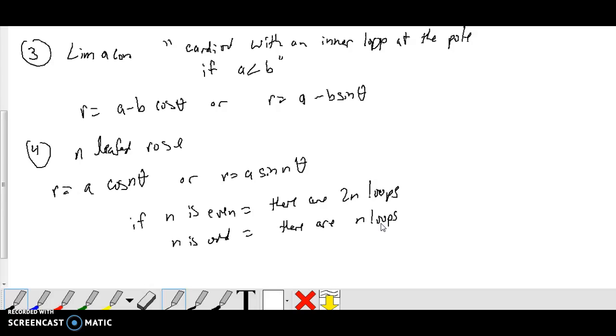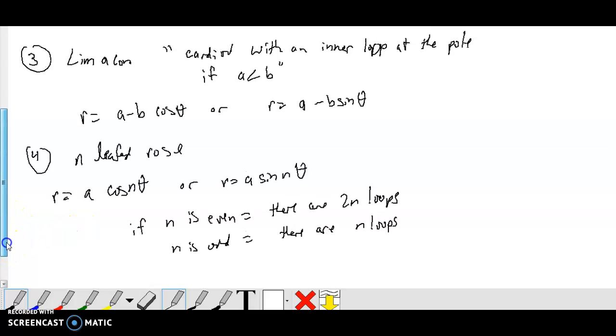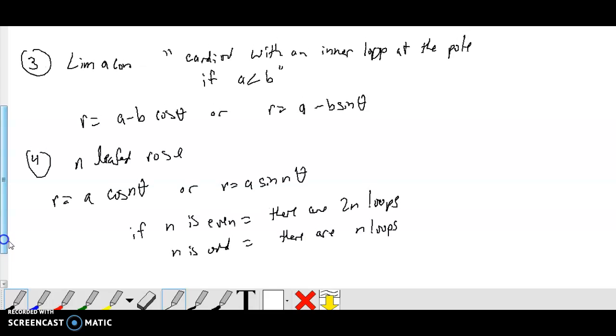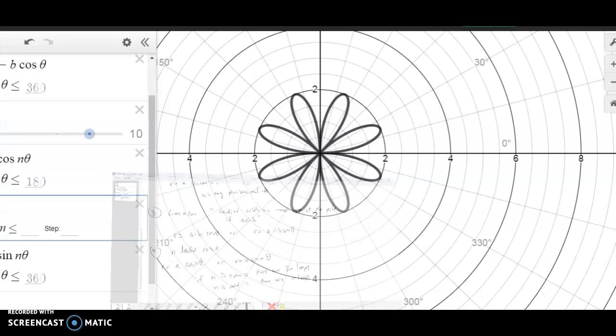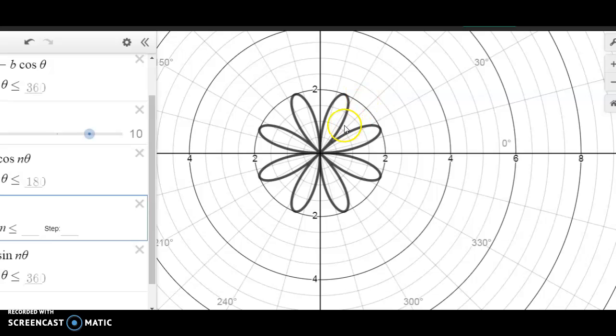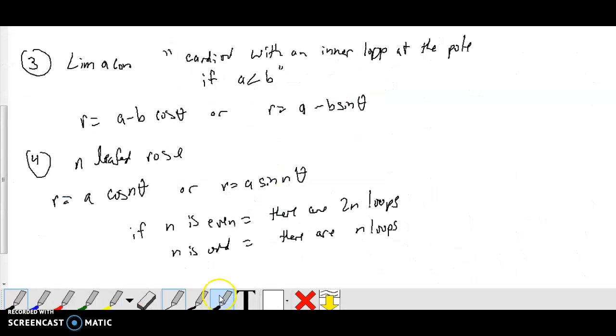Okay, so those are just a couple of different types of polar graphs that we can actually do and draw using our polar coordinates. All of these would be our polar coordinates. All right. So just something fun and interesting.